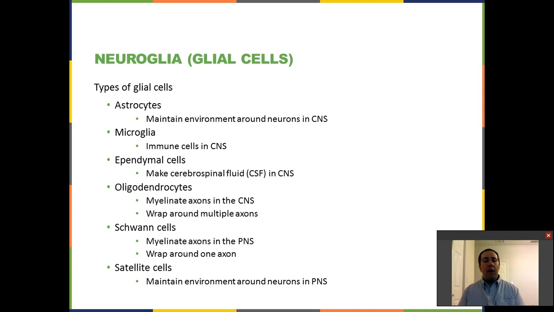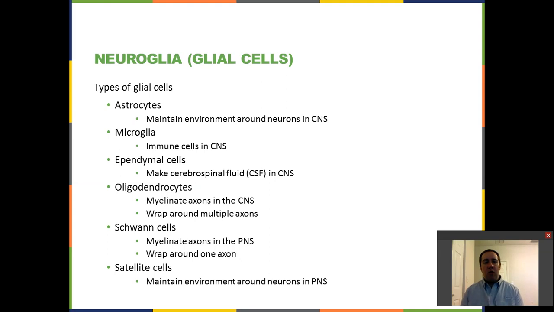We have something called microglia. They're like the dendritic or Langerhans cells that we talked about last week in the skin. These are essentially white blood cells. They're immune cells. They wander around the central nervous system looking for pathogens, and when they find them, they eat them and kill them.